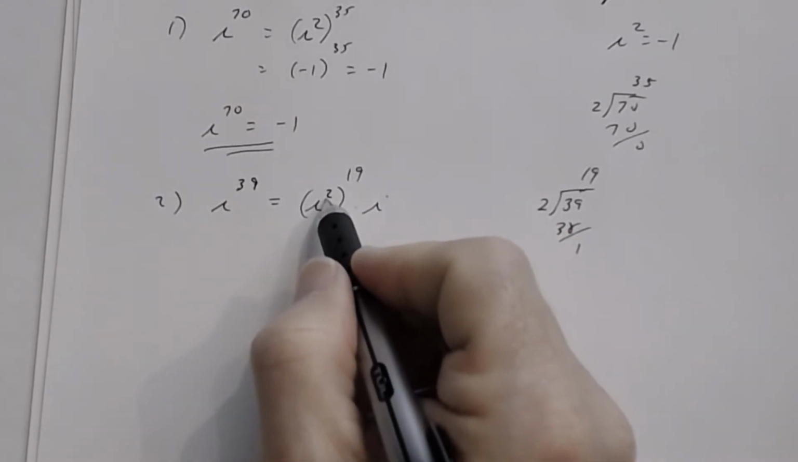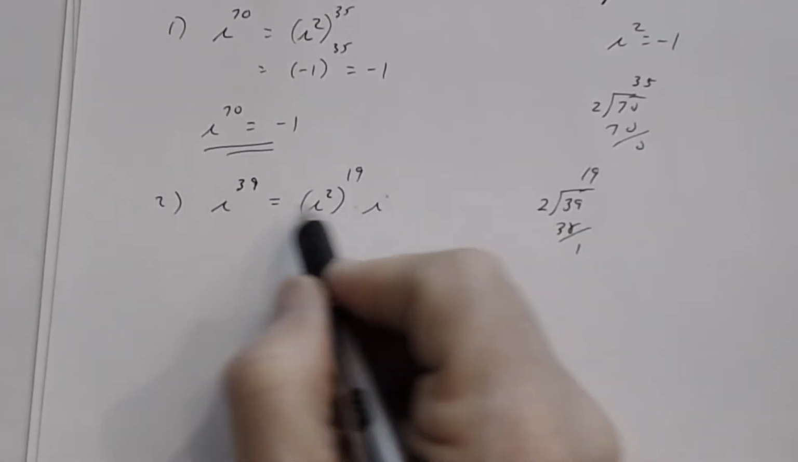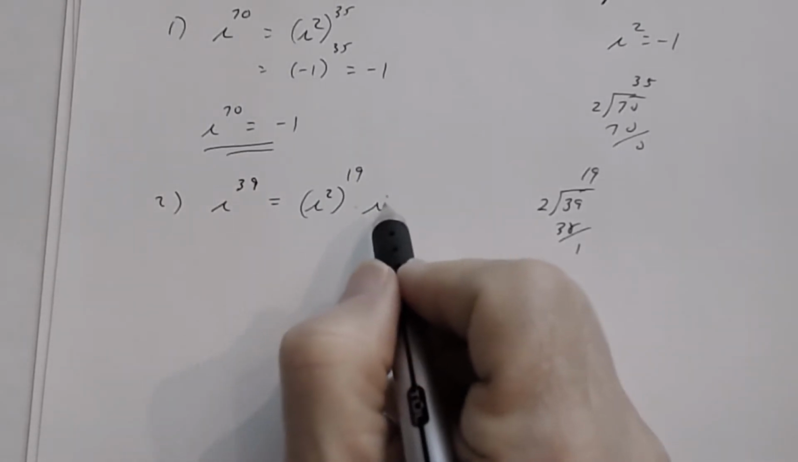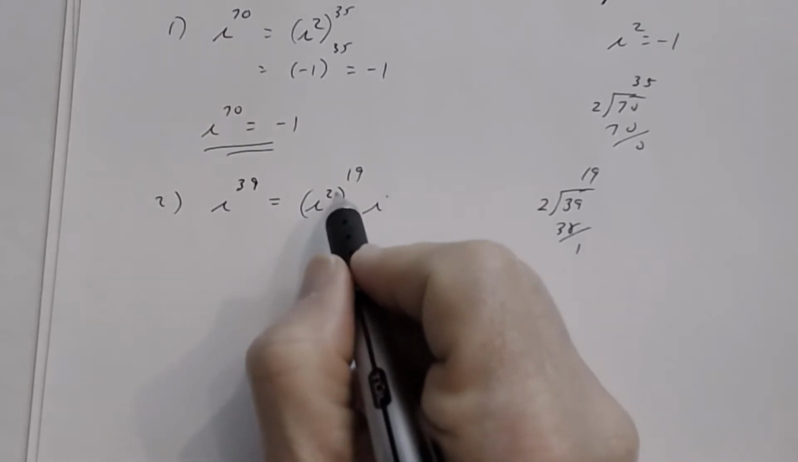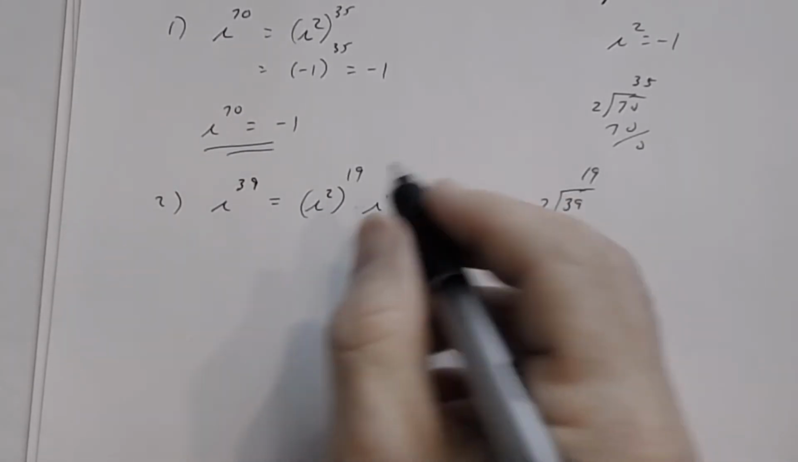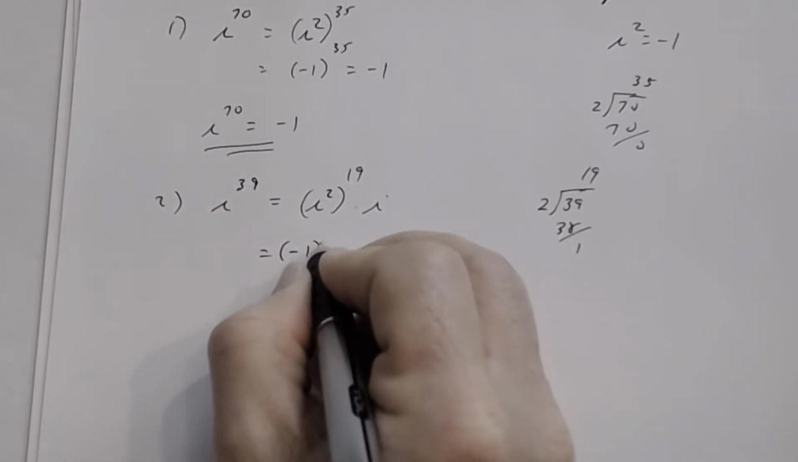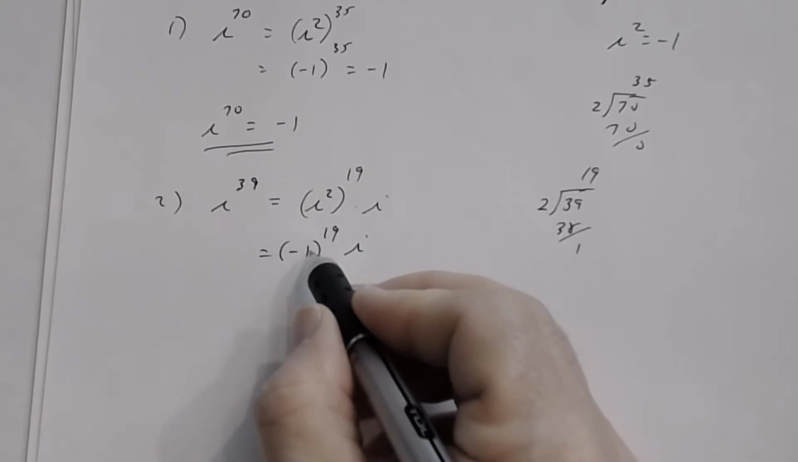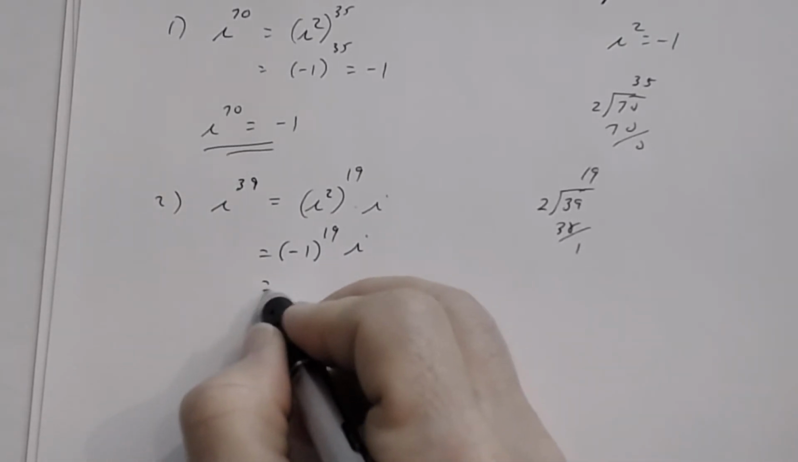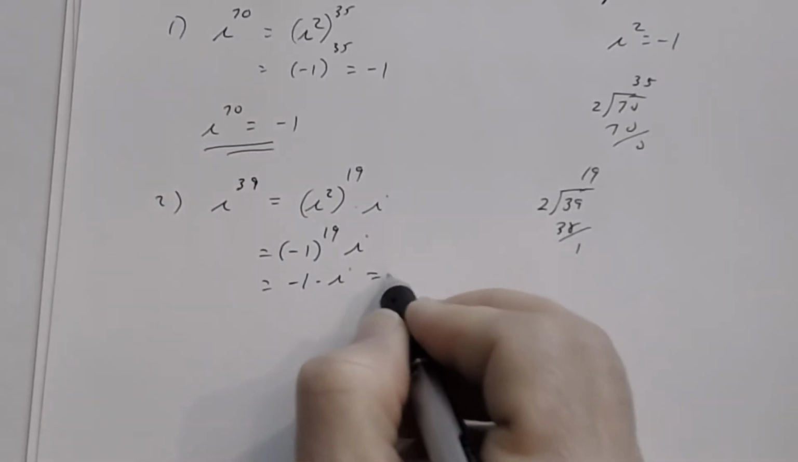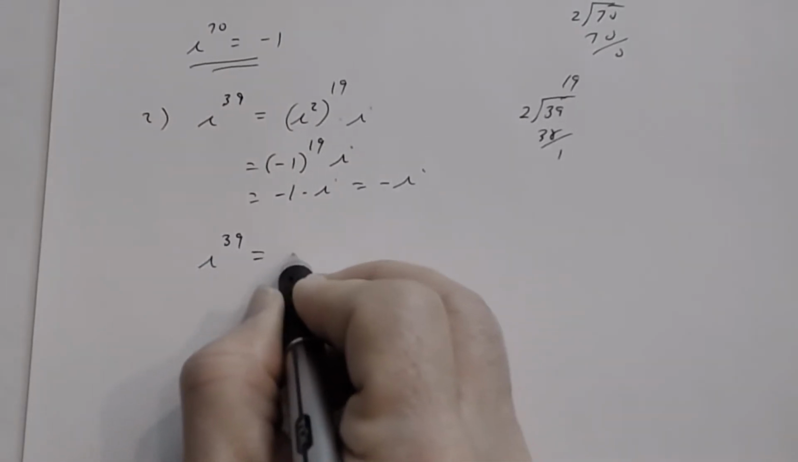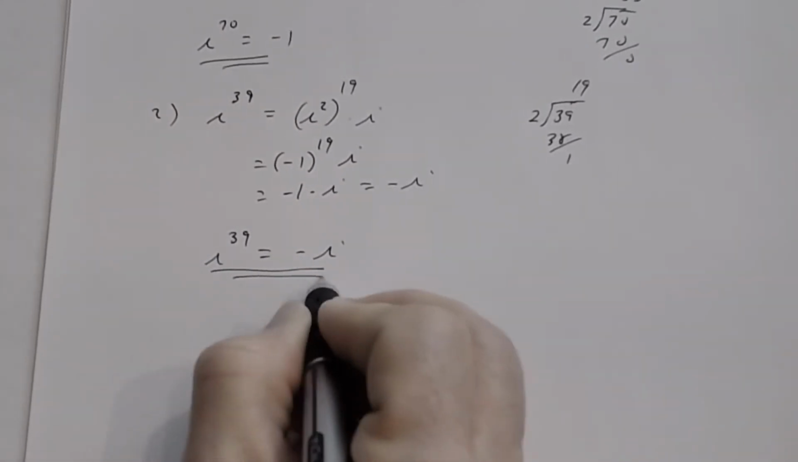Remember, that's i to the 38th power, so 38 plus 1 is 39. So just use some concepts that you learned in the previous course. Then we're going to use the fact that i squared is negative 1. So this becomes negative 1 to the 19th power times i. Negative 1 raised to an odd power is negative 1, so negative 1 times i gives me negative i. So I found that i to the 39th power equals negative i.